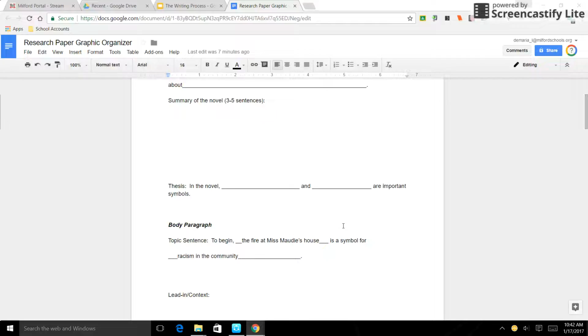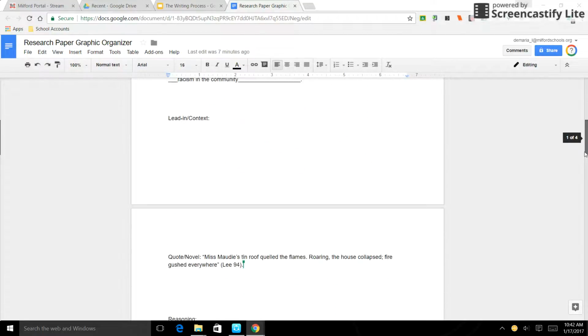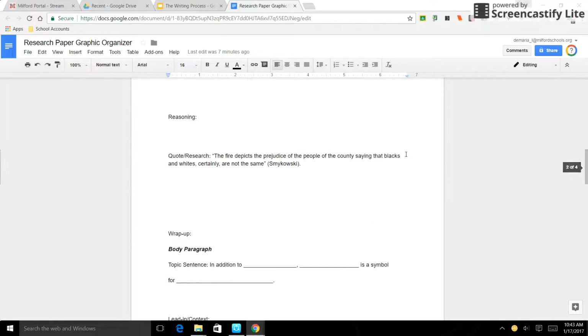Now, the first thing you need to do is add your quote from your research. So what I did is I went over to the research article and I found a really strong quote that explains what that fire symbolizes. And I put it right down here under quote from the research. So you'll see quote/research. That says, "The fire depicts the prejudice of the people in the county, saying that blacks and whites certainly are not the same."